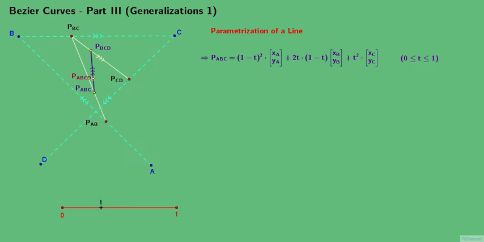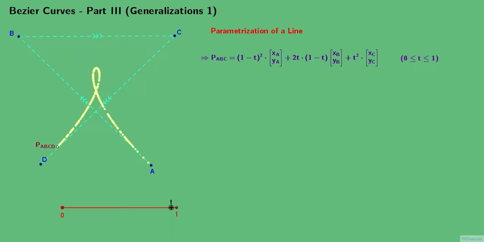Let us take a look at the shape of the curve that P sub ABCD traces. At t equals 0, P sub ABCD starts at A. And as t increases, P sub ABCD slides towards B, gets pulled towards C, and then swings towards D. So that P sub ABCD and D coincide at t equals 1. What we have to do now is to find the parameterization for P sub ABCD.